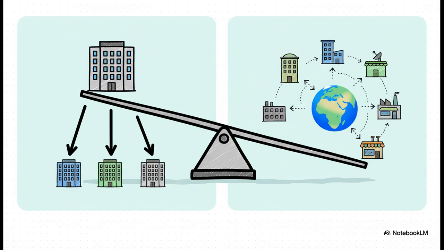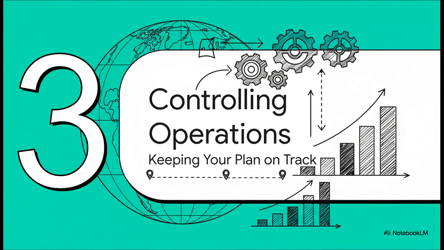Choosing between them is one of the biggest strategic decisions a global company has to make. Okay, so we have a plan. We have a structure. Now you need control. Control mechanisms are just how a company makes sure its international marketing activities are actually doing what they're supposed to be doing and staying on track with those big strategic goals.